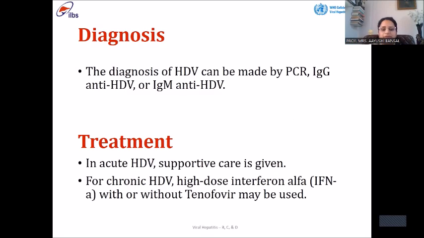The treatment will be supportive care in acute HDV, hepatitis D virus, and in chronic hepatitis D virus, high dose interferon alpha with or without tenofovir may be used. Okay, what is interferon alpha? It is an immune therapy given to the patient. In this, cytokines are given to the body of patients to strengthen its immune system.